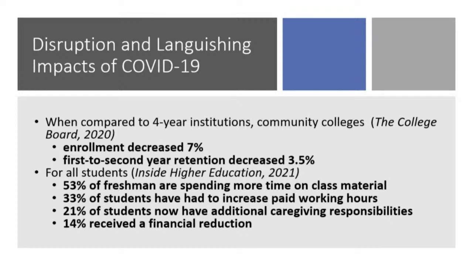33%, over a third of the students nationally, now have to increase the number of hours they work. That impacts their ability to be successful in the classroom. 1 in 5 students, I think this is really something that's really incredible, 1 in 5 students now have additional caregiving responsibilities, whether it be a child or a family member or elder. That puts a big impact on work-life balance and achieving student success. And 14% received a financial aid reduction in terms of the type of financial aid they've been able to receive going through the pandemic.